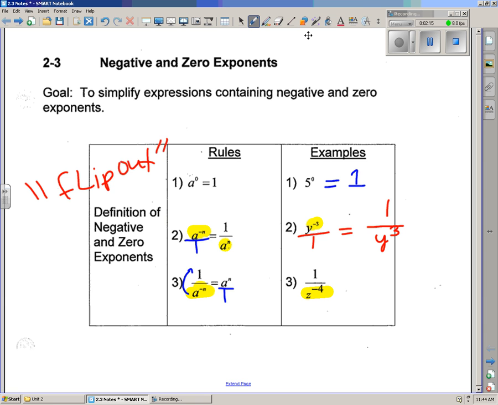I've got z to the negative 4th power in the denominator. What I'm going to do is flip the z to the numerator. My negative 4 becomes a positive 4. I could put this over a 1 because that's where the 1 actually would go. If there's nothing on the bottom, it's a 1. Or I would just leave it as z to the 4th.